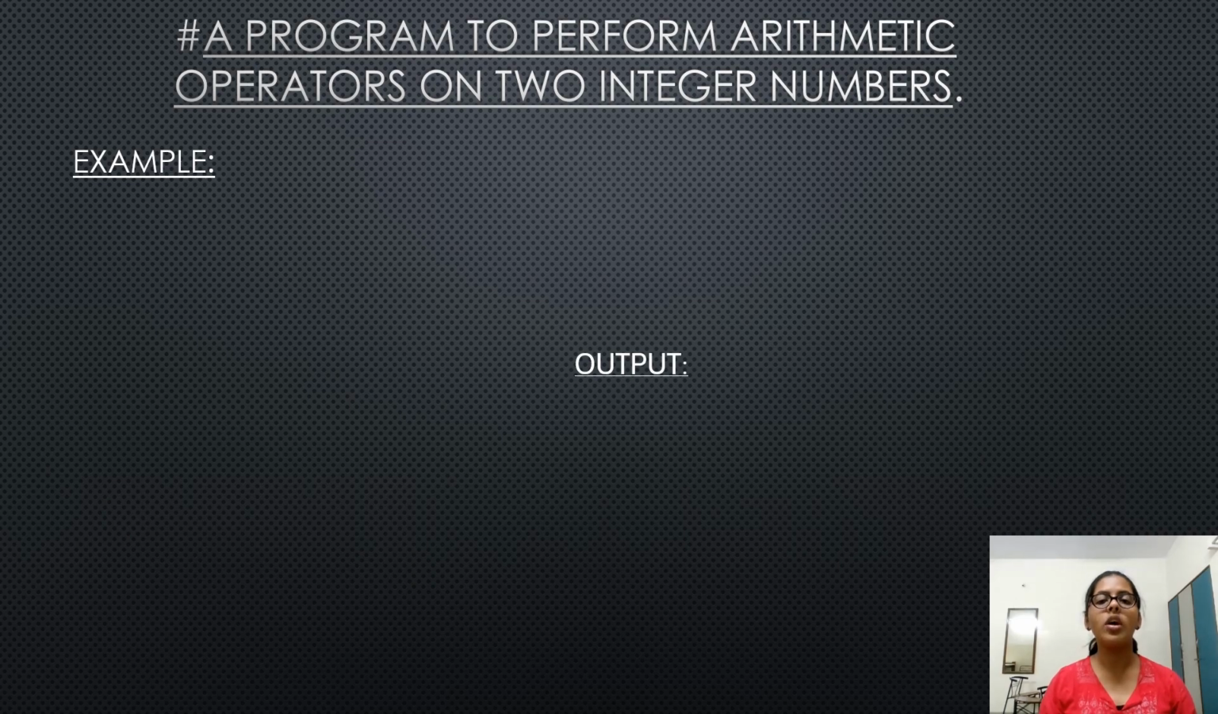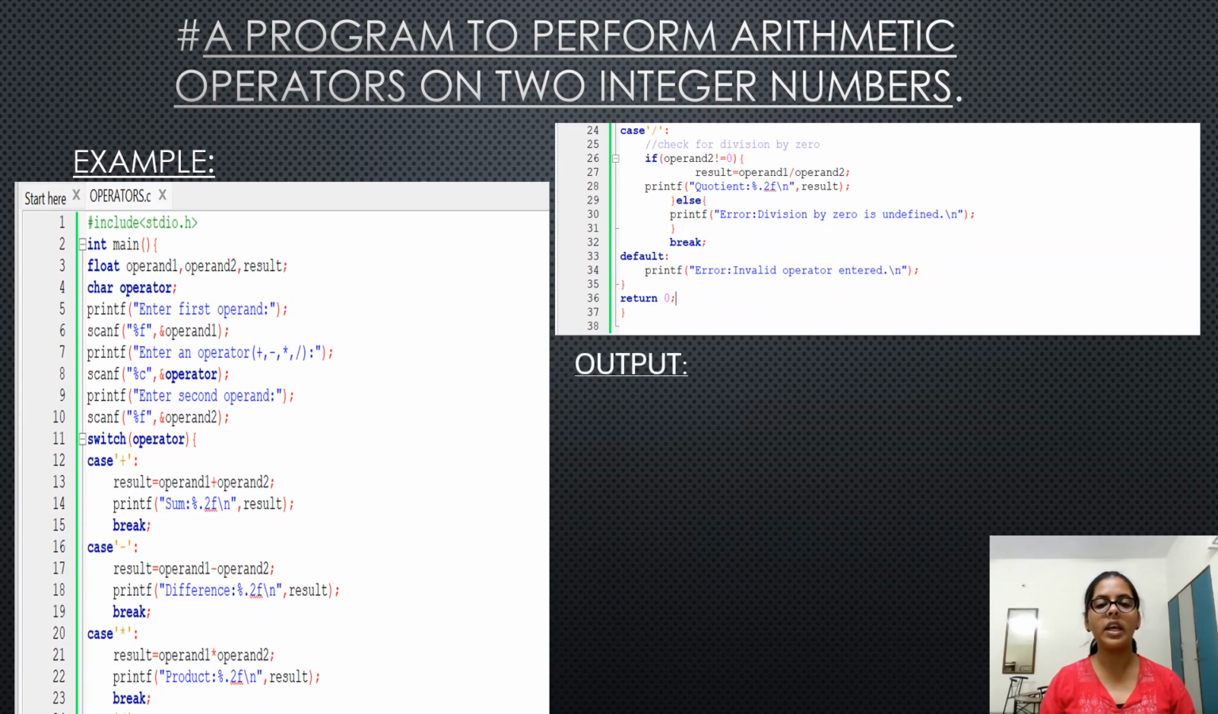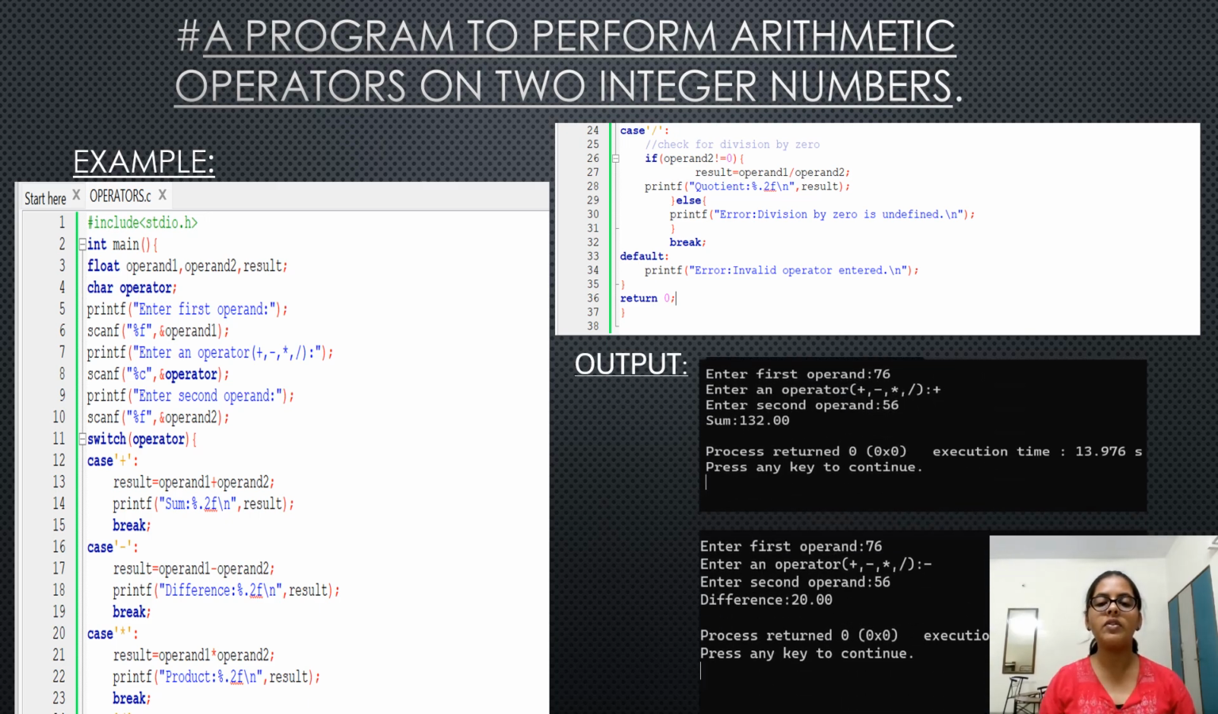Let's study more about arithmetic operators with the help of a program. In this program, we have taken input of two integer numbers as operand 1 and operand 2 and performed the arithmetic operations between them, such as addition, subtraction, multiplication, and division. With the help of these outputs, let's study each one of them.